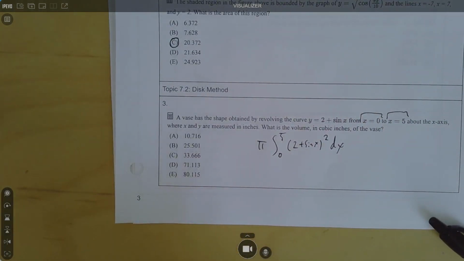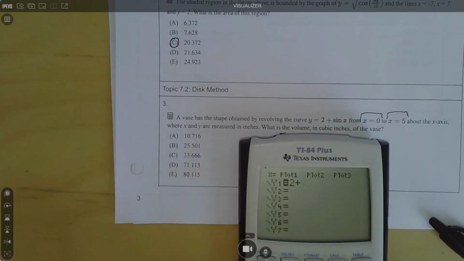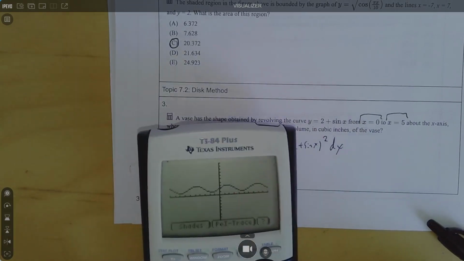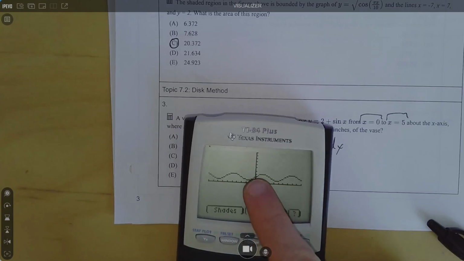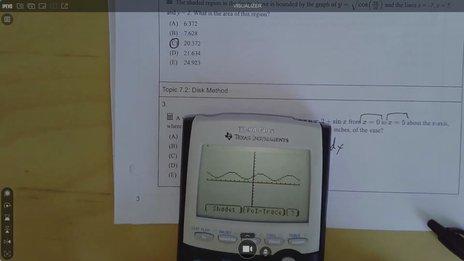2 plus sine x, zoom 6 it, and again I'm only doing from 0 to 5. So this is the region here. There's not much more to say.